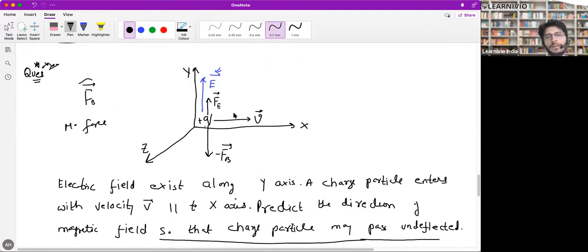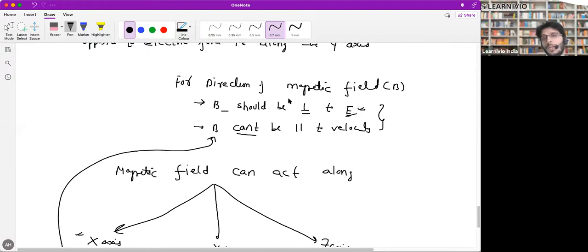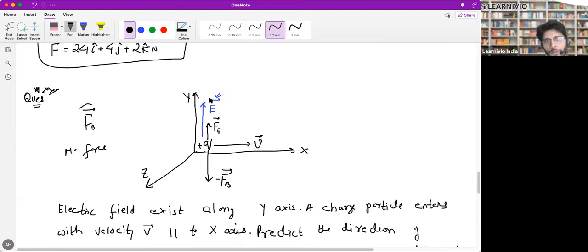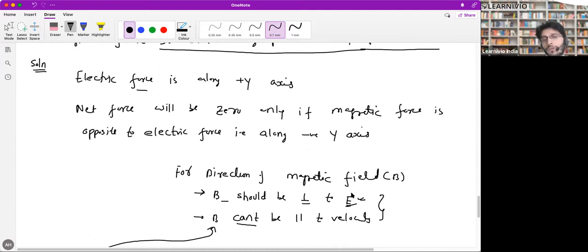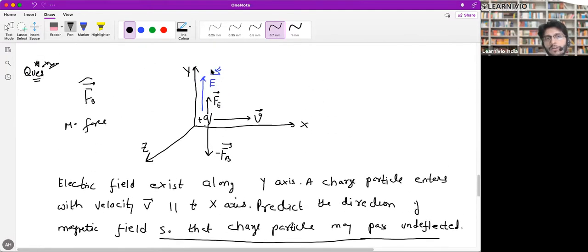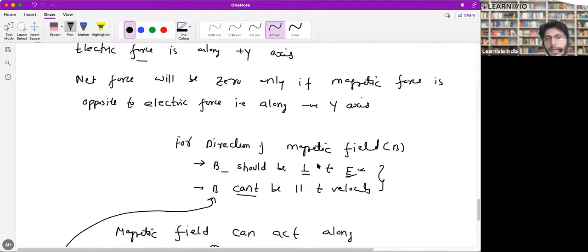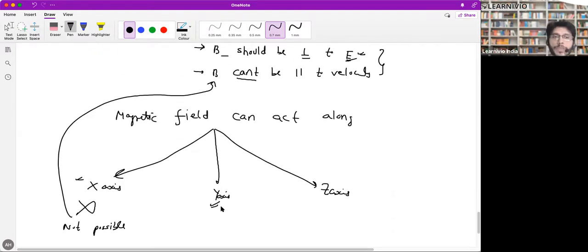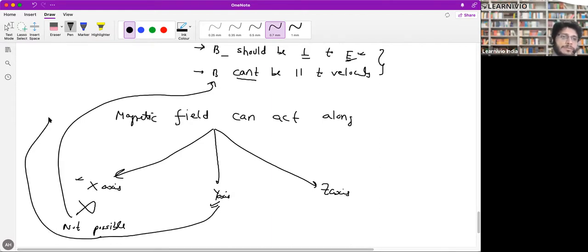What's the direction of electric field here? It's upwards. In terms of axis, Shahzada, electric field is along y-axis. And the statement here says B should be perpendicular to E. So if electric field is along y-axis, can magnetic field exist along y-axis? No, because magnetic field should be perpendicular to electric field. If electric field is along y-axis, then magnetic field cannot be along y-axis. So this is not possible.